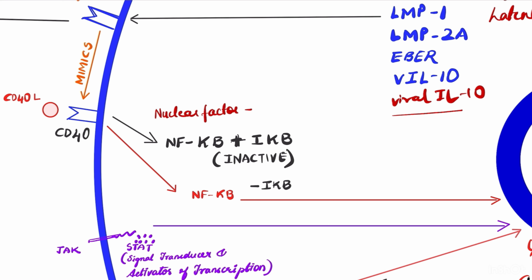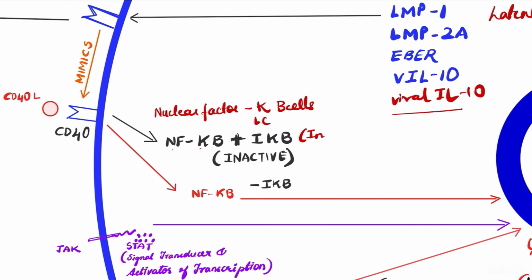Kappa is the kappa light chain of the antibody of B cells. This is the full form of NF-kappa B. It is in a bound state to the inhibitors. I-kappa B are the inhibitors of the NF-kappa B.